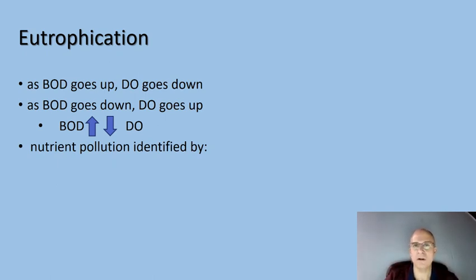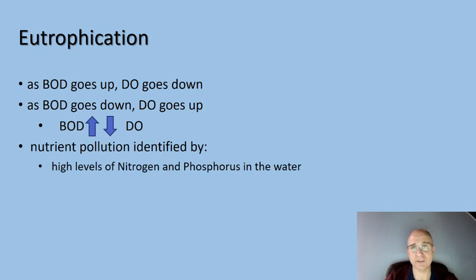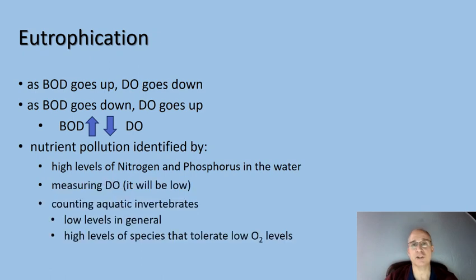Now, how do we know if there's nutrient pollution in a body of water? Well, certainly the easiest way to do this is by measuring the amount of nitrogen and phosphorus, which we talked about in the water chemistry lab. You can measure dissolved oxygen levels, and if the dissolved oxygen levels are low, that's a pretty good sign that there's a lot of nutrients in the water and the BOD is going to go up. We can also do things like counting the amount of aquatic invertebrates in the water. So in general, if we have only a few invertebrates living in the water, that's probably a sign that there's nutrient pollution or eutrophication taking place.